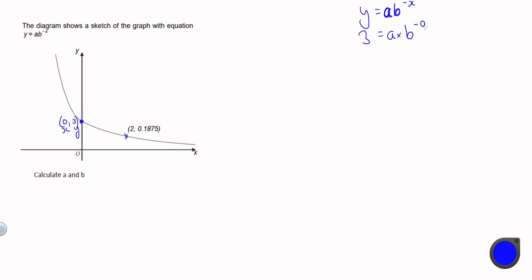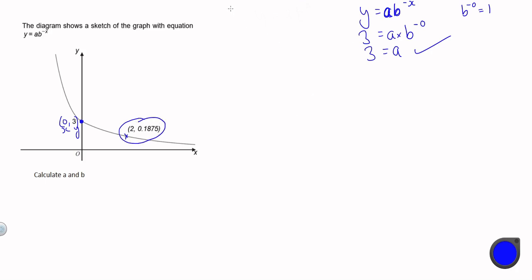And we know anything to the power of 0, b to the power of 0, or negative 0, makes no difference, it's 1. So that'll be 3 is equal to just a, because that there is just equal to 1, 1a. So we found the value of a. Now we're going to work towards getting b, and that will be helpful.